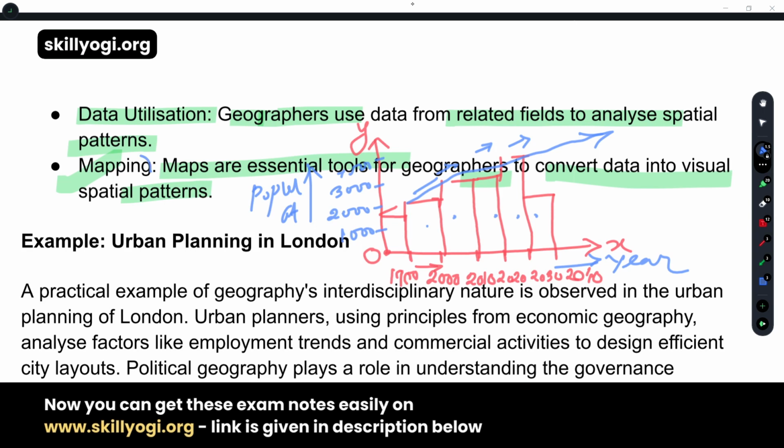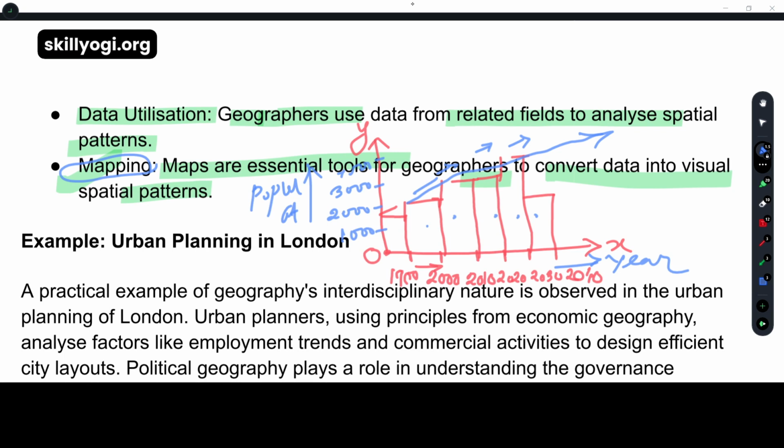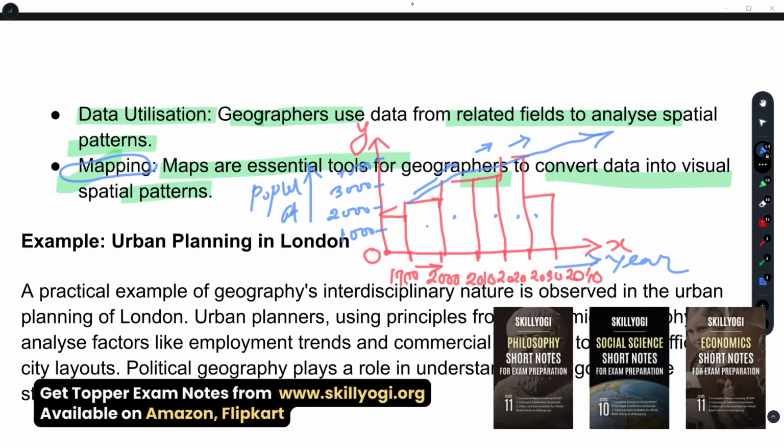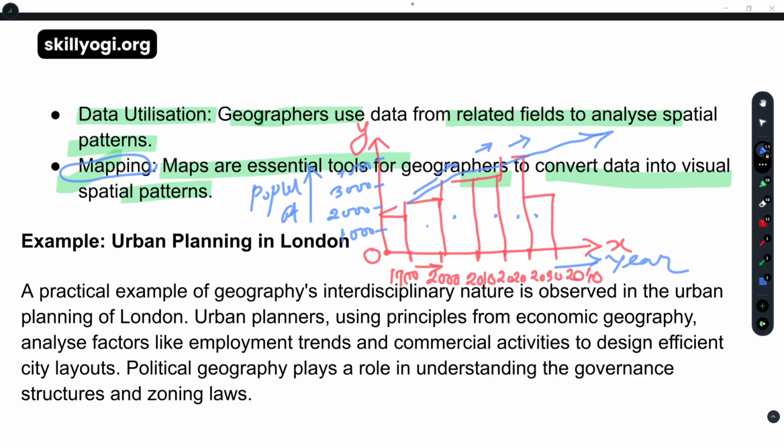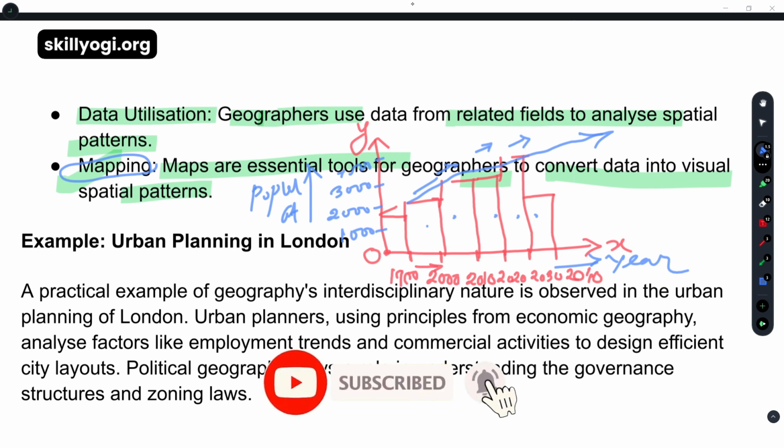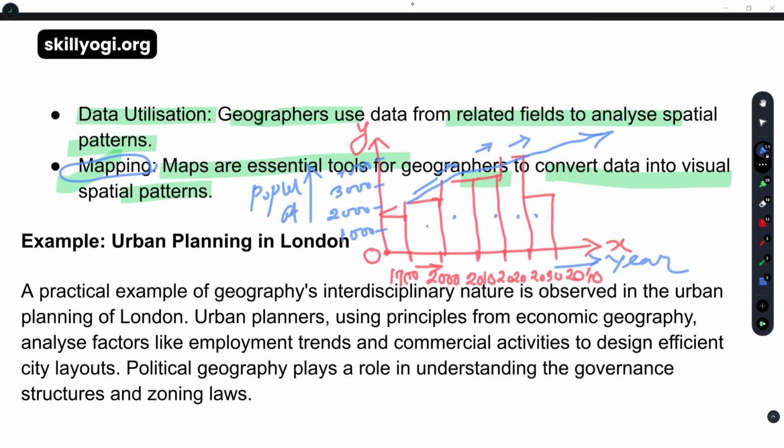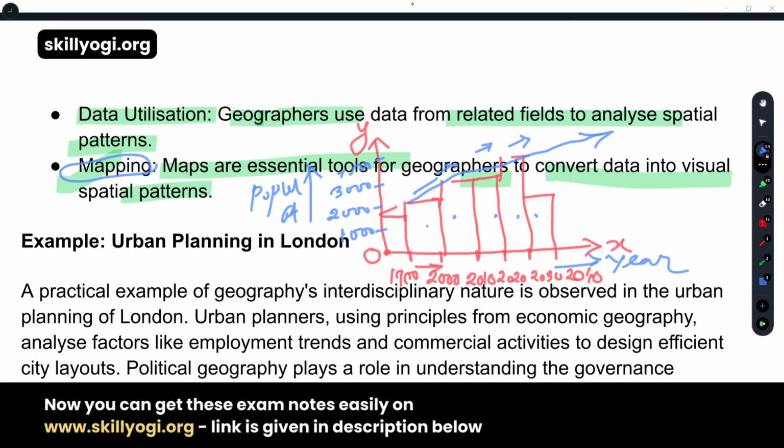So what is mapping? Here is written the word mapping. Maps are essential tools for geographers to convert data into visual form. The data we had, in 2000, 2010, 2020, 2030 and 2040, shows the population increasing a lot, from 1000 to 3000 to 4000. The population is increasing at a rate. So mapping is the thing through which we can understand the data and convert our data into a visual pattern. That's why I have drawn this.